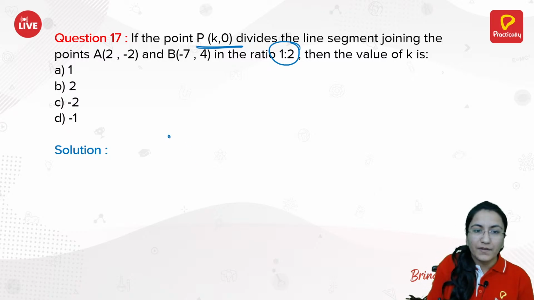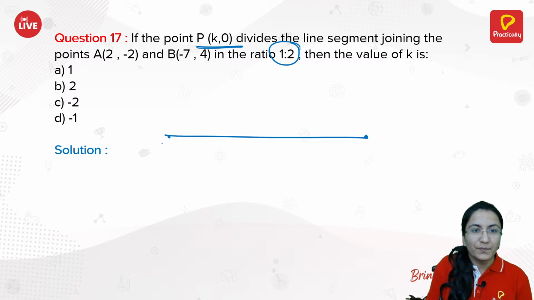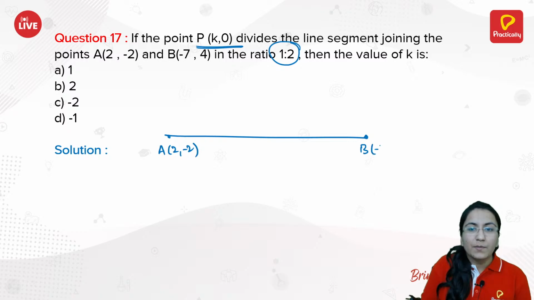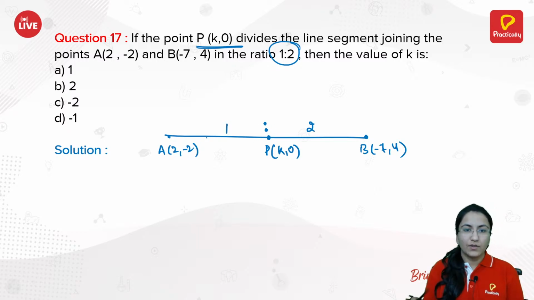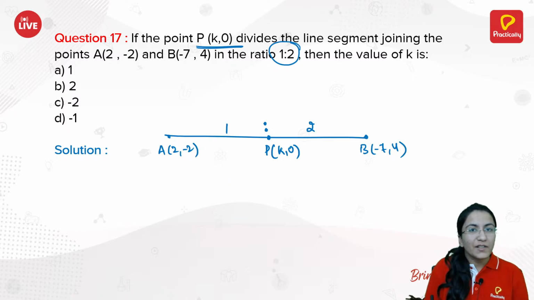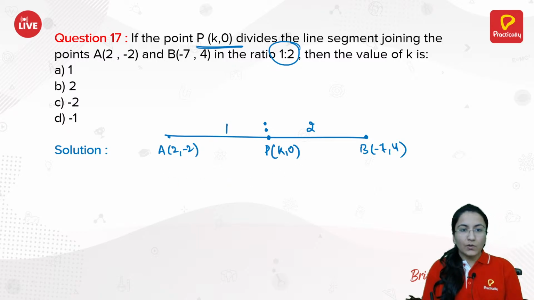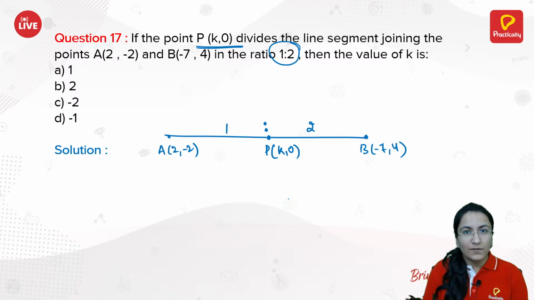Okay, so we have a line segment. We have A as 2 comma minus 2 and B as minus 7 comma 4. Here's a point P which is k comma 0, and this point divides them in the ratio 1:2. So this point divides A and B in the ratio 1:2. Let's find the value of k. For that you need to write the section formula over here. Using that section formula you can easily find the value of k.